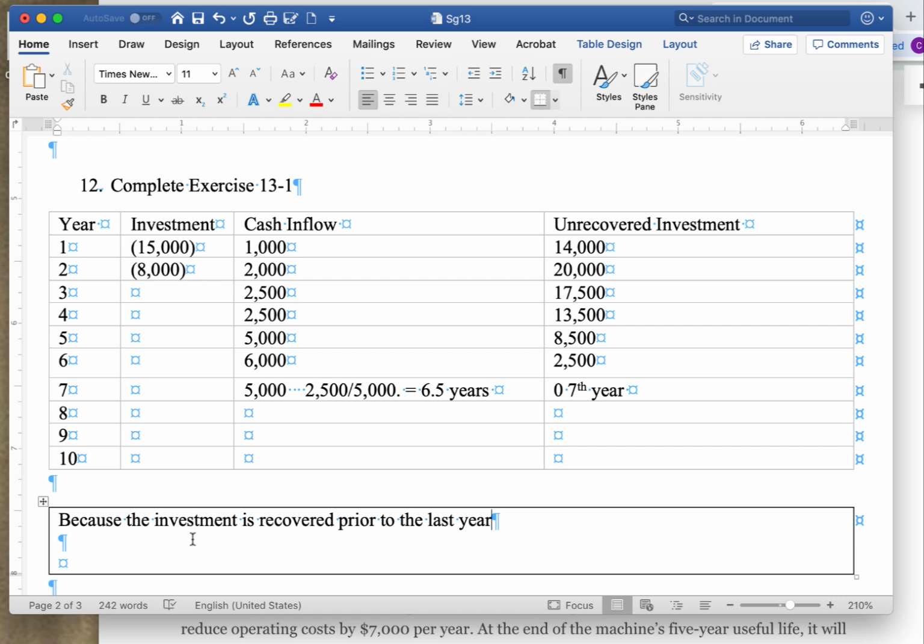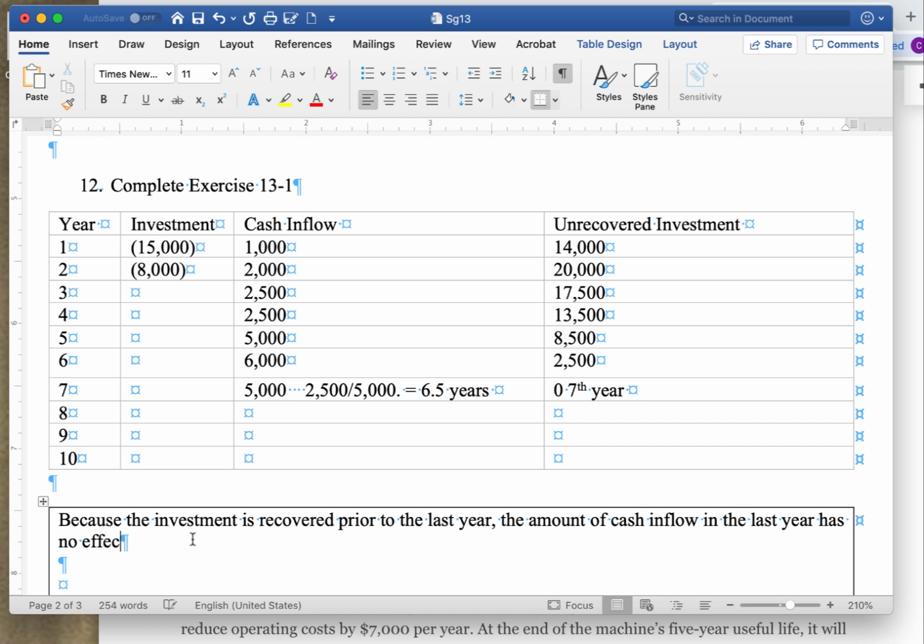The amount of cash inflow in the last year has no effect on the payback period, because when we do the payback period, we only care about the cash flows until we recover our investment. Anything after that, we don't care, right?